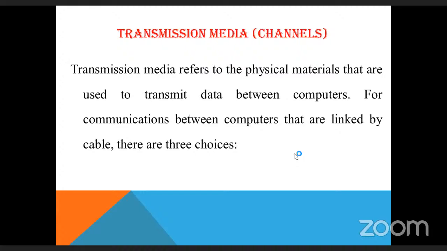So when you look at transmission media, it is supposed to be a physical material that is used to transmit data between computers. So you cannot transmit data between computers unless the channels are available, unless you have these channels. So we look at the three choices we have.